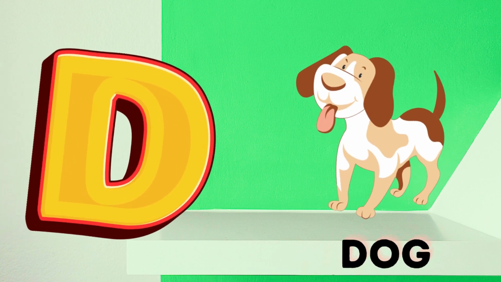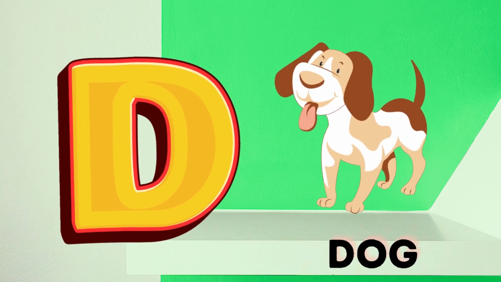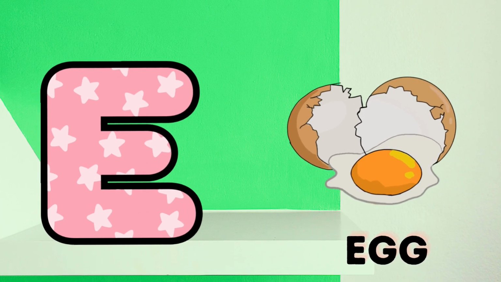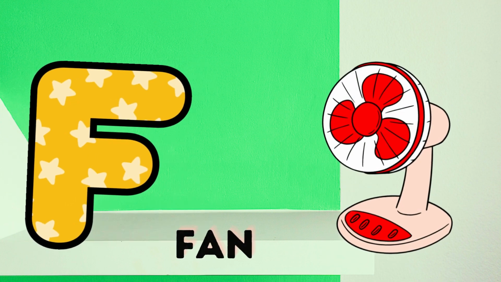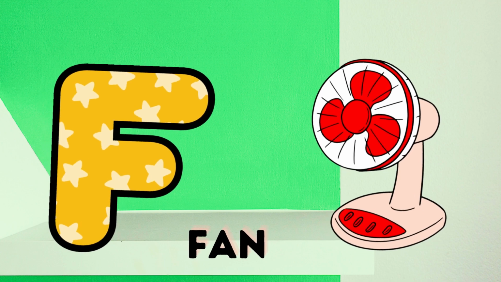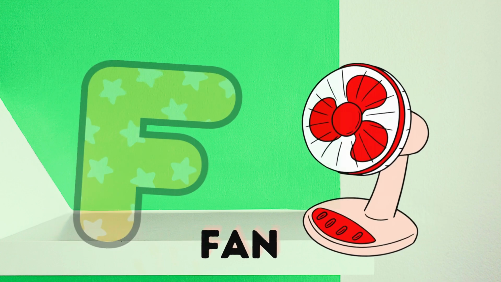D. D for dog. It is a dog. E. E for egg. It is an egg. F. F for fan. It is a fan.